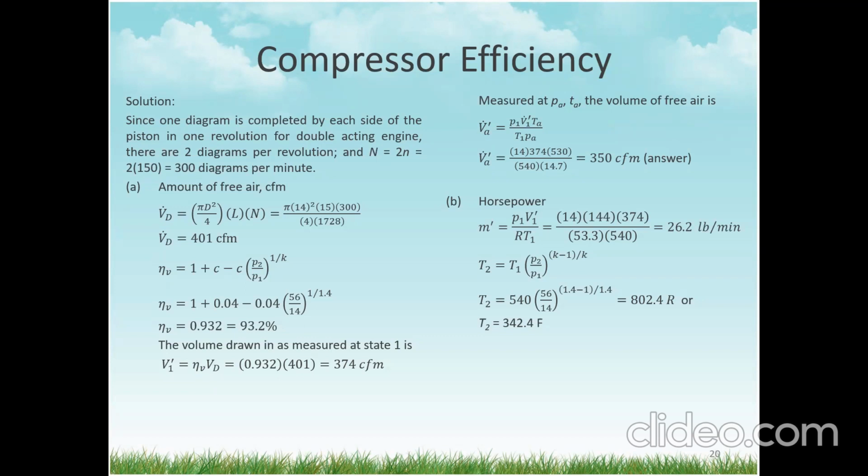Now, the horsepower. So, the mass m prime is P V1 prime over R T1 is equal to 14 times 144, yung conversion yan, times 374 divided by 53.3, yung air, by 540 is 26.2 pounds per minute. Also, T sub 2 is equal to T sub 1 times P sub 2 over P sub 1 to the K minus 1 over K. So, T sub 2 is equal to 540 times 56 over 14 to the 1.4 minus 1 over 1.4 is 802.4 Rankine, or T sub 2 is 342.4 Fahrenheit.